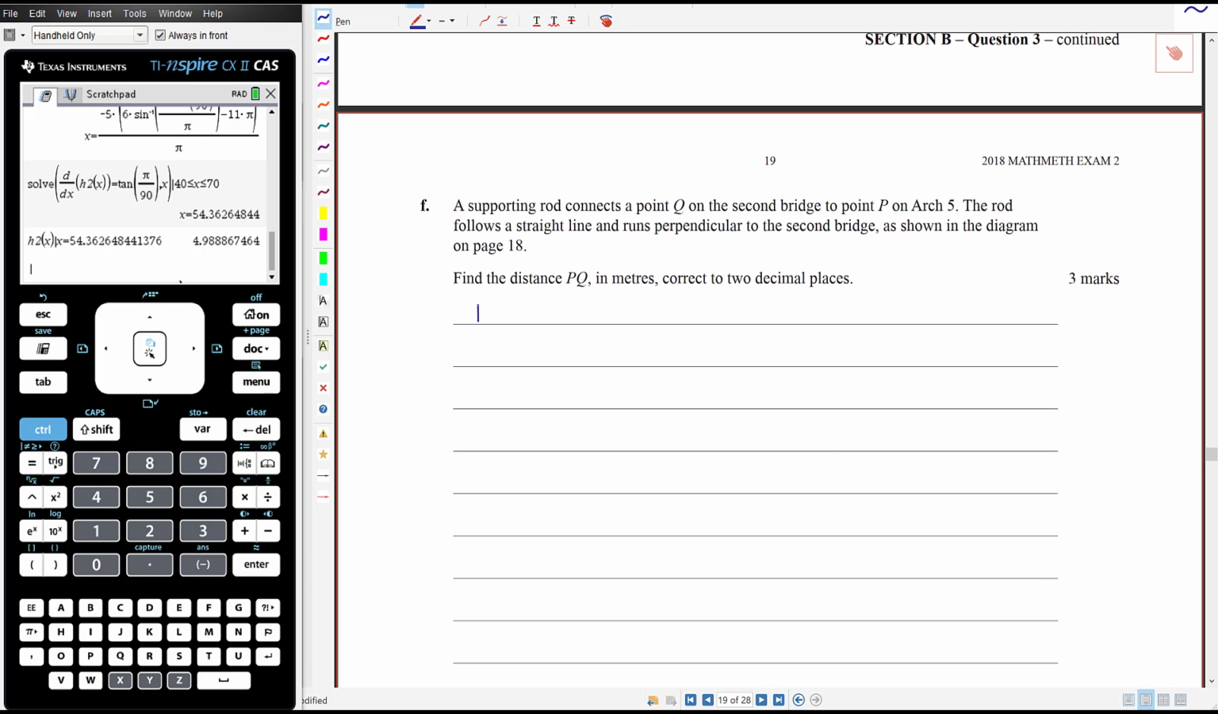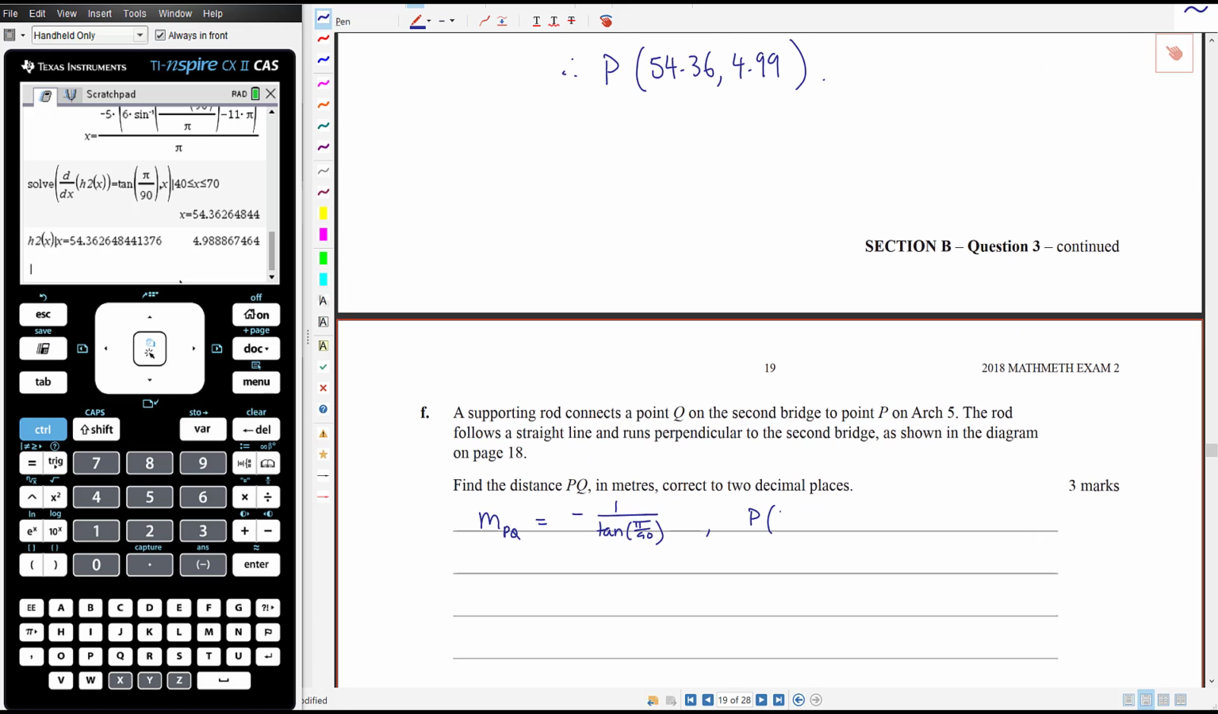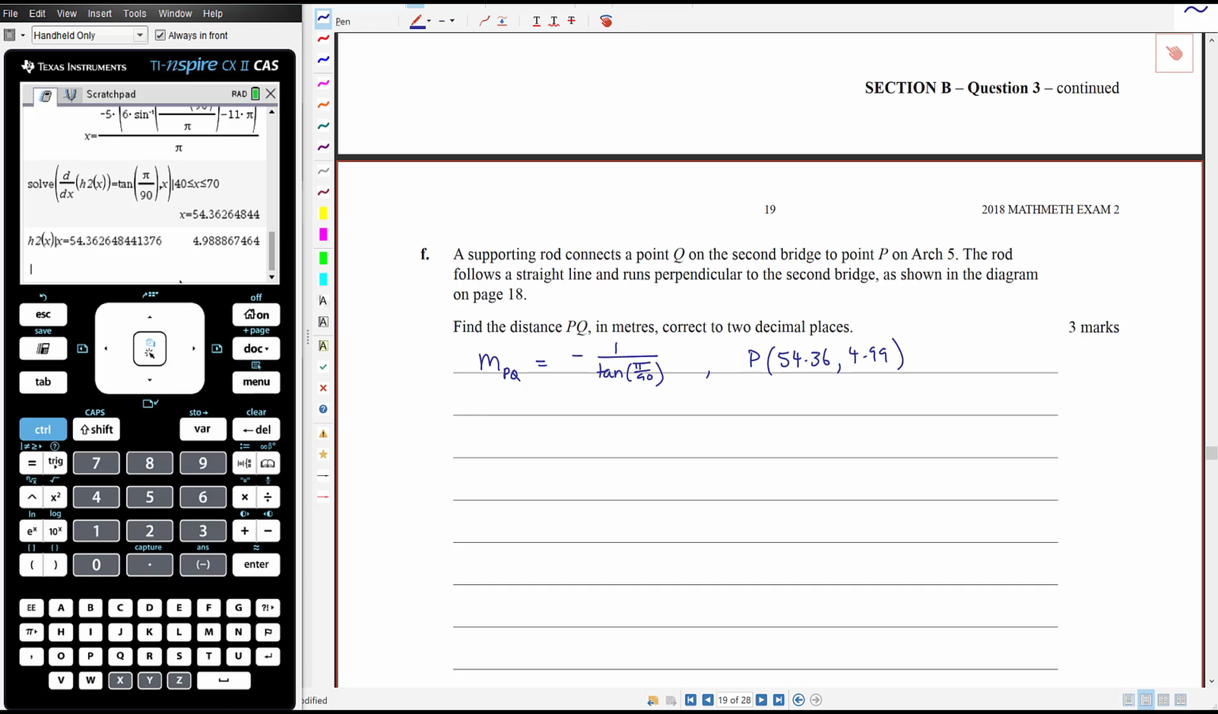Okay, so the gradient of PQ is negative 1 on tan of pi on 90, and the point P we know has coordinates, we just found them up here, 54.36, 4.99, and so therefore the equation of the line going through PQ is going to be y minus 4.99 equals negative 1 on tan of pi on 90 times x minus 54.36.